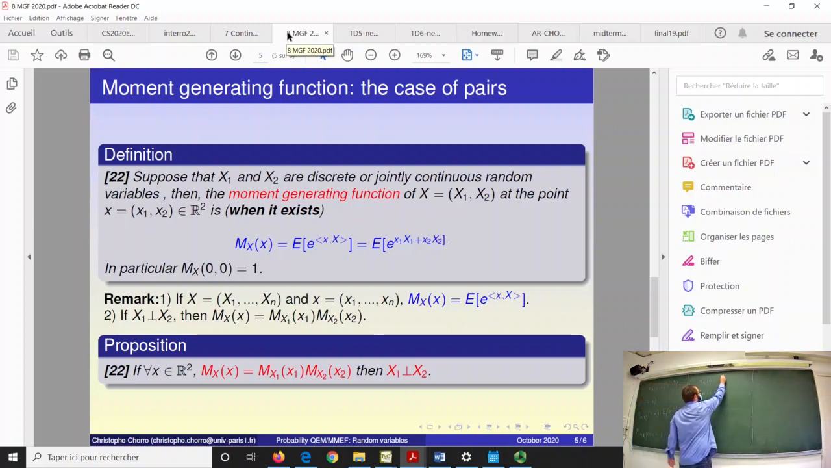So the moment generating function of x1 is none other than the moment generating function of the pair taken at the point (t, 0). The moment generating function of x2 is just the moment generating function of the pair taken at the point (0, s). So it means that when you have the moment generating function of a pair, you have inside the information concerning the moment generating function of each component.